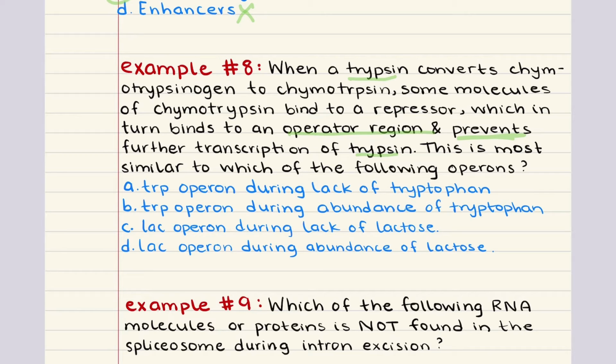When there's enough tryptophan, it goes ahead and binds to the repressor and activates it. And that repressor then goes ahead and binds to the operator to stop further production of tryptophan synthesizing enzymes. So the situation described in this question, where the final product inhibits its own synthesis, most closely resembles choice B, the trp operon during abundance of tryptophan.